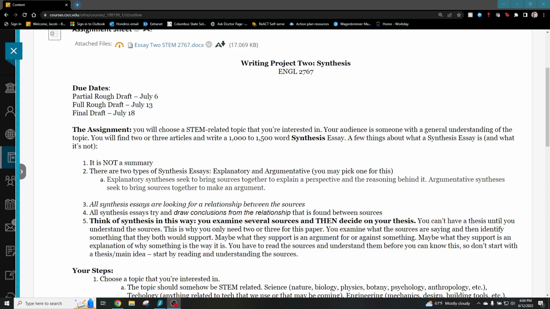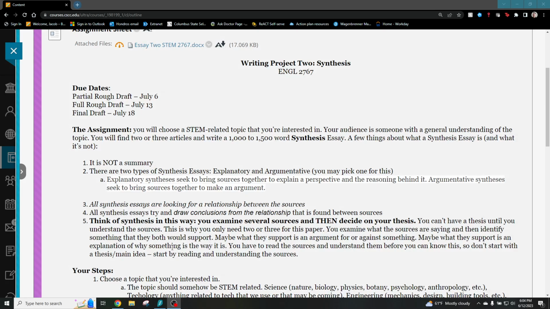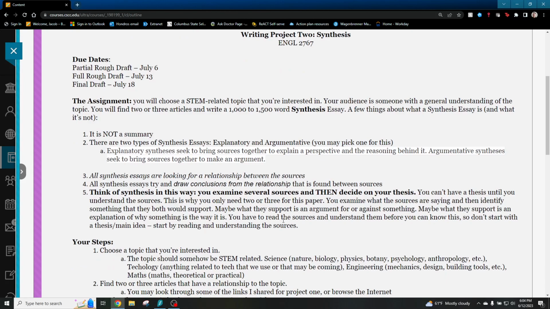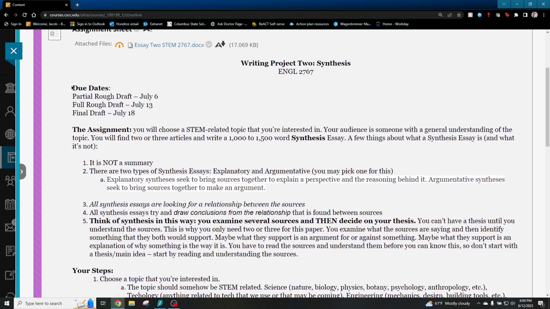Hi everyone. This is the assignment sheet for writing project 2, which is going to be a synthesis paper. In class, when I get back, we will spend some time talking about what it means to synthesize your sources. So don't worry too much about that now. This assignment sheet will describe that to you a little bit, but we will go more in depth in the future. At the top of the assignment sheet, you'll see some due dates.